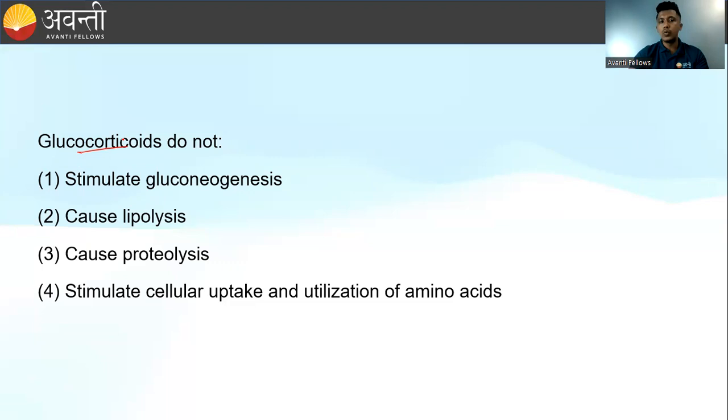For that, what they do is they break down complex substances in the form of gluconeogenesis, which causes lipolysis, breakdown of lipids, and breakdown of proteins into peptides and amino acids. But what they do not do is suggest your cells to take up or utilize this. The only job is to produce energy. Okay, make sure that they manufacture energy or break down certain complex forms. Understood? So that is why glucocorticoids are not involved in cellular uptake and utilization of amino acids. It's not the function of glucocorticoids. So our option 4 is right.